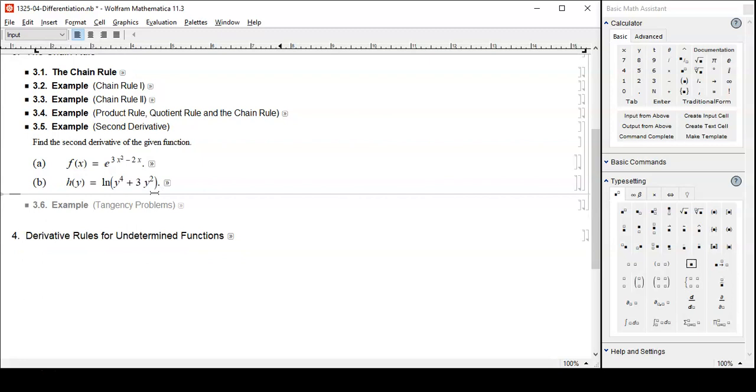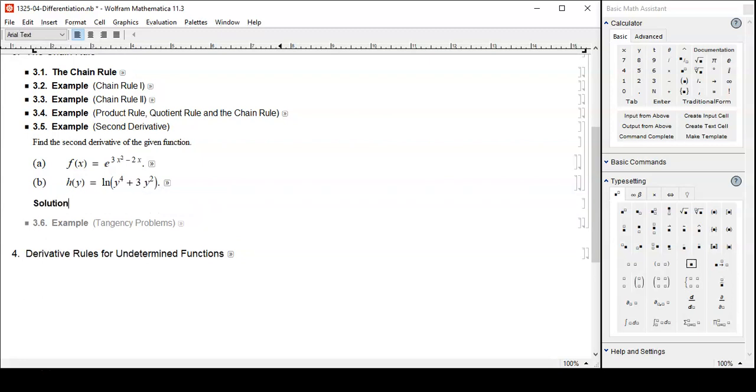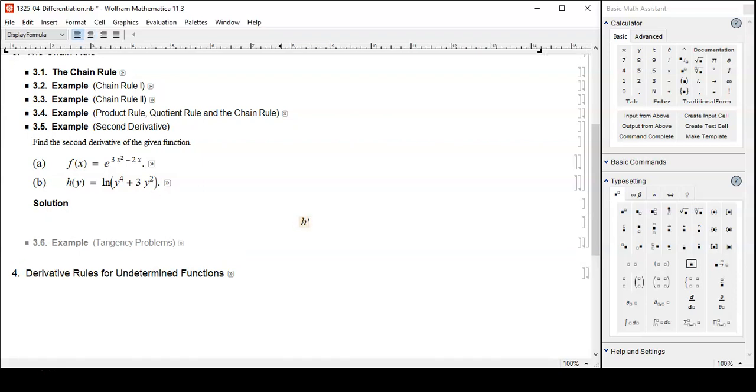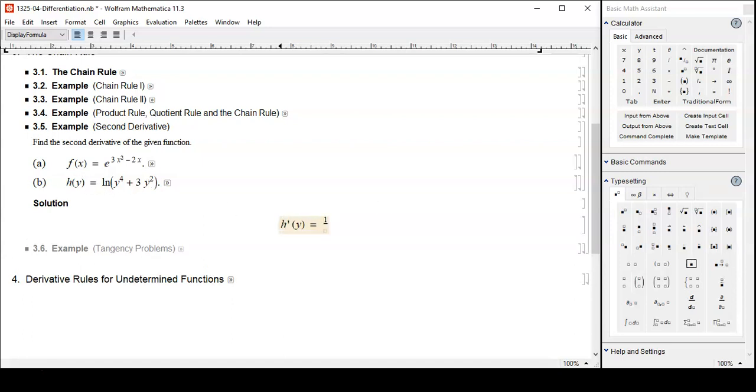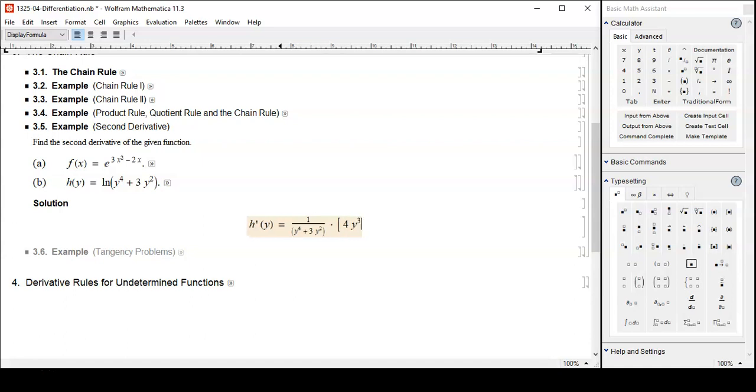Now, how about the next problem here? The derivative of this is, well, we have a logarithmic function, so 1 over whatever, and by the chain rule, nothing changes inside. So same thing here, and we have to multiply the derivative of the inside. That's a chain rule, isn't it? What's the derivative of the inside? 4y cubed plus 6y. And if I simplify, I'm going to get this.